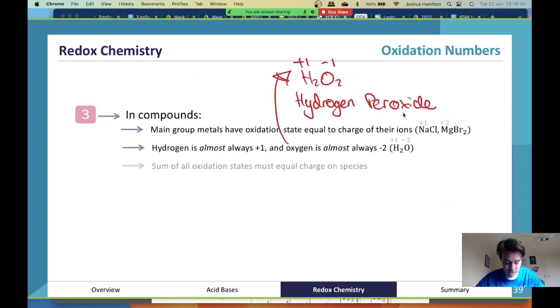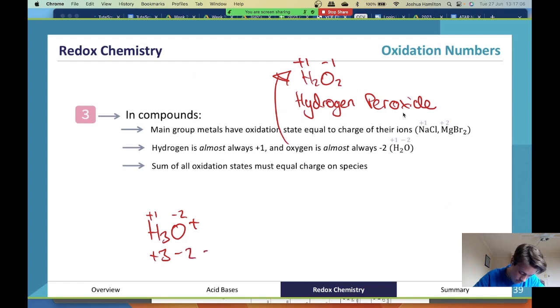The sum of all the oxidation states must equal the charge of the species. So let's look at an example that we went through earlier. We went through H3O+. Remember, we were working with this with our acids. We were talking about this all the time. Remember that this is always +1 and this is always -2. So overall, I've got +3 and I've got -2, and that equals +1. Well, it makes sense because my charge is +1. So that's how I figure out what's going on.